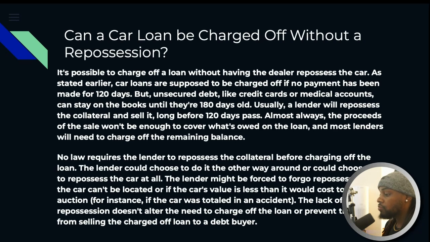A bank, lender, creditor, whoever gave you the loan to get the vehicle, they can then repossess the car. Now you have a repossession on your credit because you haven't paid it in 90 days. Then the lender can sell the car in auction. Whatever they get for the car, which will usually be much less than what your loan is, they'll put that towards the loan, and then the remaining balance is now a charge off. So that's how we get a repossession that's been charged off.